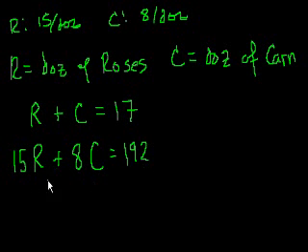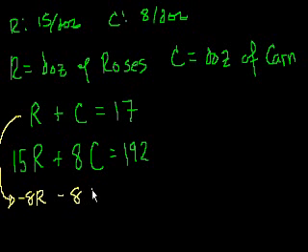Now we have two linear equations and two unknowns. We can just solve them. We want to solve for the number of roses, that was the question. So let's try to cancel out the number of carnations. If we multiply the top equation by -8, we'll get a -8c. That'll cancel out with the other one. So let's multiply that top equation by -8. You get -8r minus 8c.